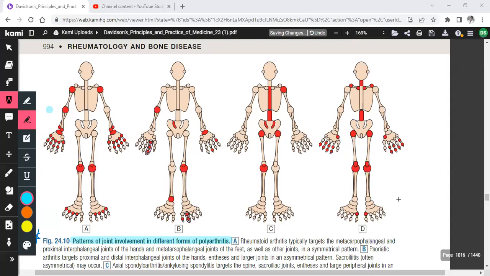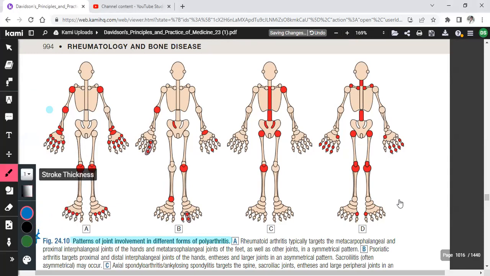In this video, I will talk about classic joint involvement in different types of arthritis. So you have four patterns here. The middle two are the patterns of the two classic seronegative arthritis. This one is for rheumatoid arthritis, and this one is for osteoarthritis.